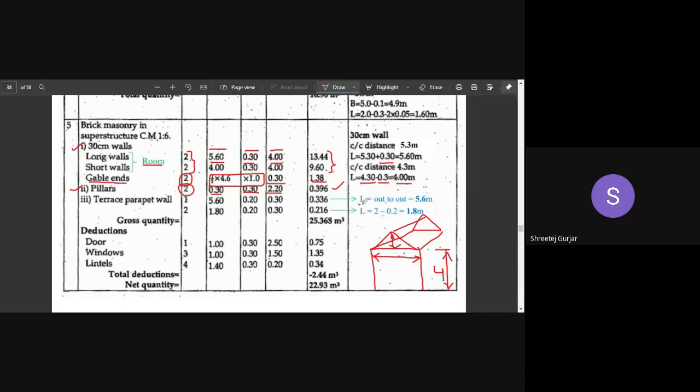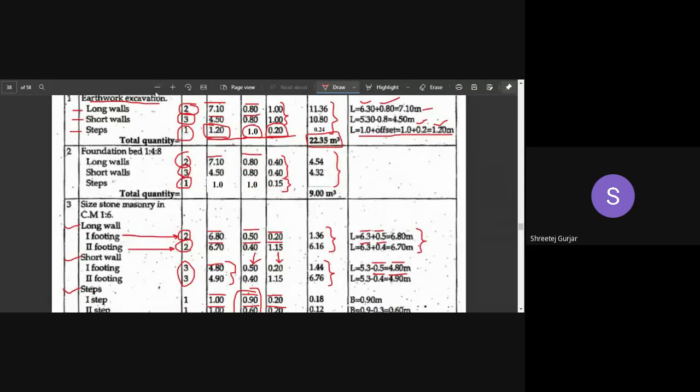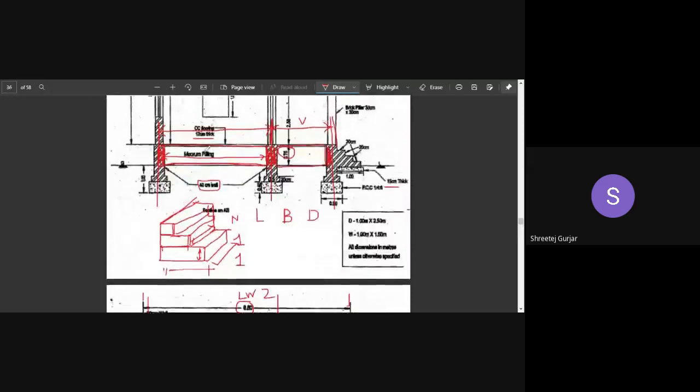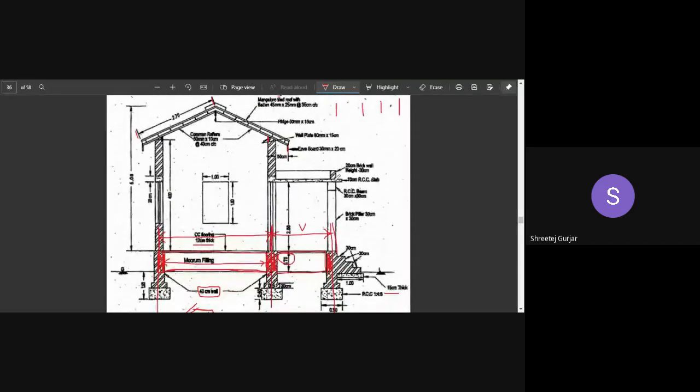So how do you calculate your length? I have shown you, it is out to out, that is 5.6. Parapet wall, you can see in the section which they have provided. It is given at your outer end, and it is not provided centrally, right? So what we need to calculate is out to out.